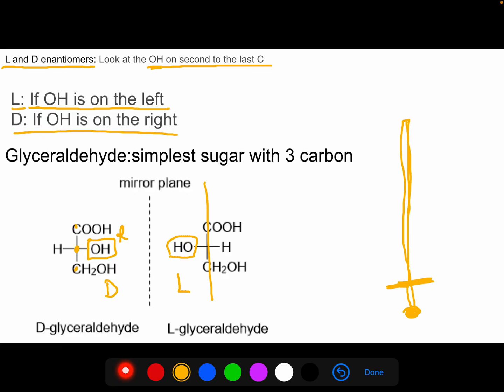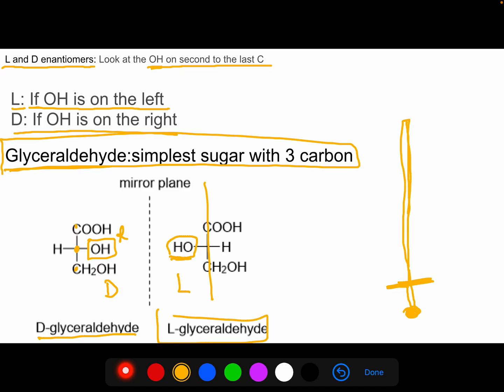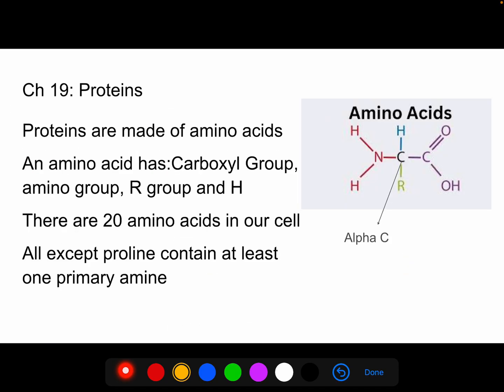And glyceraldehyde is the simplest sugar with 3 carbons. You will see that name in the assignments too. So this is D-glyceraldehyde because the OH is on the right. This is L-glyceraldehyde because the OH is on the left. Okay, so this is how much we're going to go into the carbohydrates.